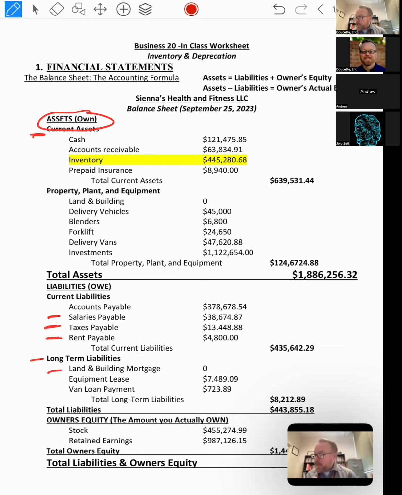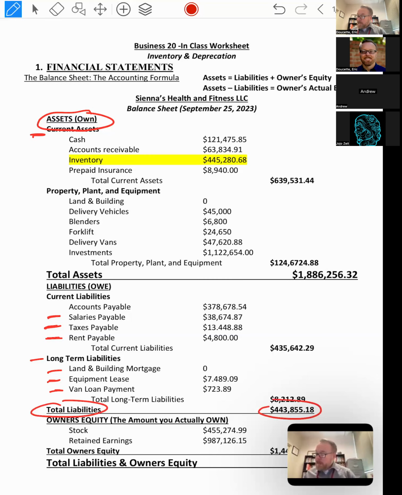That's things like your land and building mortgage. Again, they don't have anything yet. They're going to plan on buying something soon. But they do have an equipment lease of $7,000, and they have van loan payments of $723. So their long-term liabilities are $8,000, and then their short-term liabilities, all those accounts payable and salaries payable, all that, it comes out to about $443,000 in total liabilities.